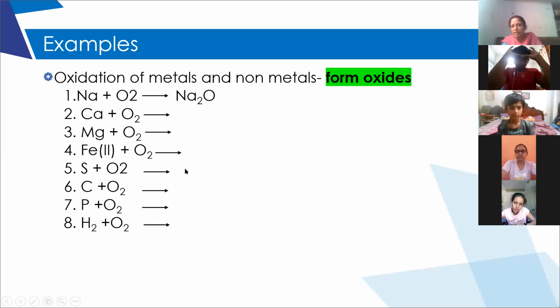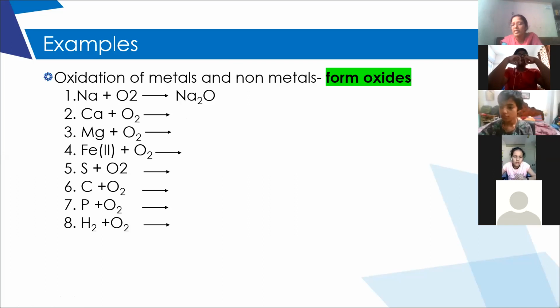I think we have completed these reactions. Did you all write these reactions? Yes, ma'am. You need to solve also, right? Yes. So next, we have discussed the metallic oxides are acidic in nature. I'm sorry. Metallic oxides are called basic oxides, whereas non-metallic oxides are called acidic oxides. I repeat, metal oxides are basic, non-metallic oxides are acidic.